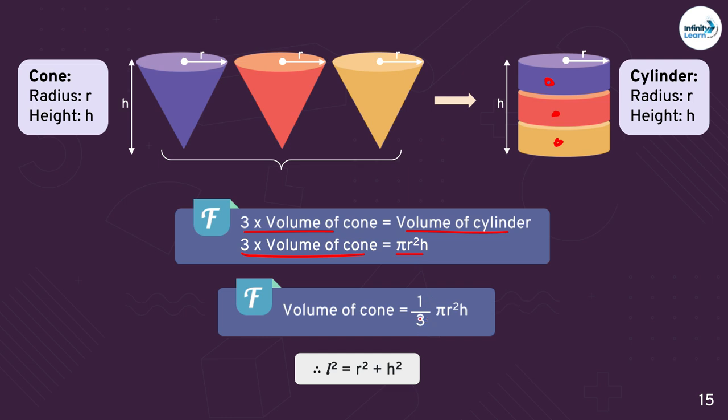What is volume of cone? 1 by 3 pi r square h. So how many such cones required? We required 3 such cones, so 3 will be cut by 3. So final answer is pi r square h. 3 such cones required to make a complete cylinder. So volume of cone is 1 by 3 pi r square h. Clear to you all? Let's move forward.